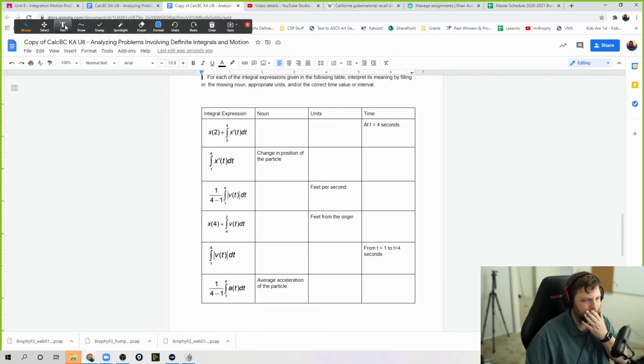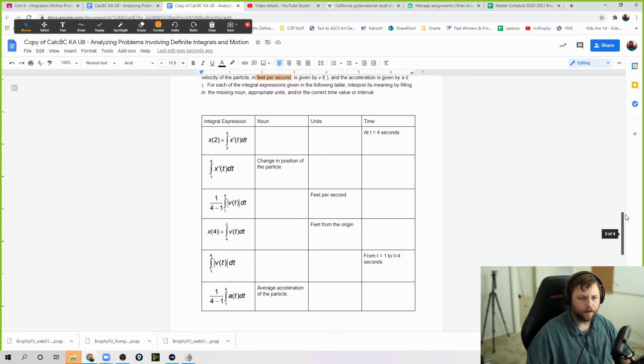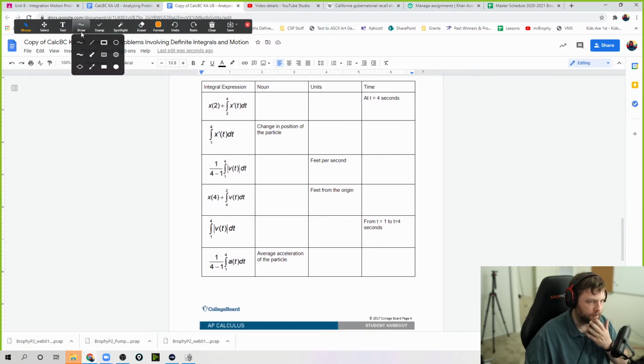So how would I do this? I'm just going to use my annotate mode. All right, so I know I'm dealing with feet per second. So let's look at this box. I know it's feet per second. I'll remember that later. So your integral expression: we probably have to figure out the noun first. What is this thing?